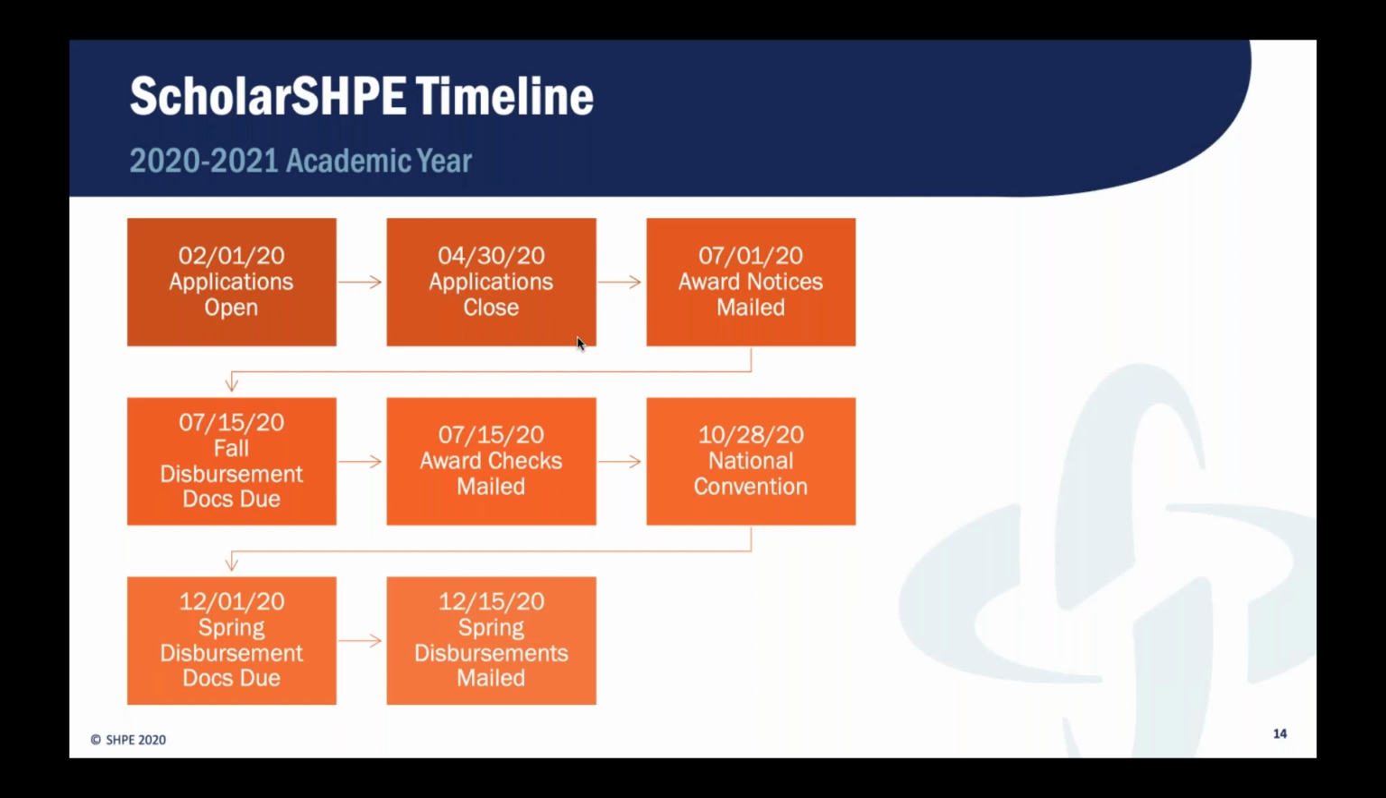In May and June, we review all of the applications. Award notices are mailed on July 1st. Fall disbursements begin July 15th. And at national, that date is incorrect, and I will update it, as are all the years in this presentation.